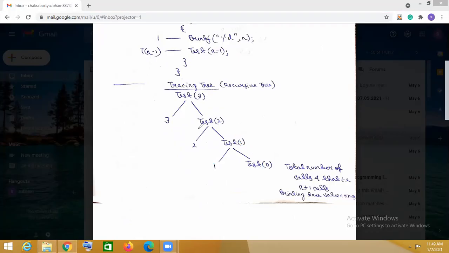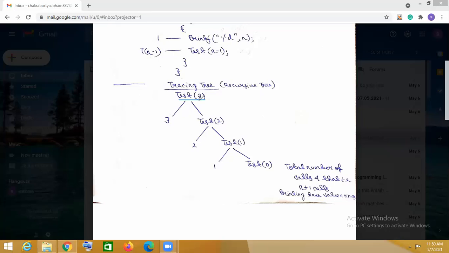You can see in the tracing tree, our function is void test(int n). We are considering that our n value is 3. So how will this function work? First, the test function will take n as 3. So test(3): the function takes the input 3, and what this function is doing is printing the n value and calling the function itself again.